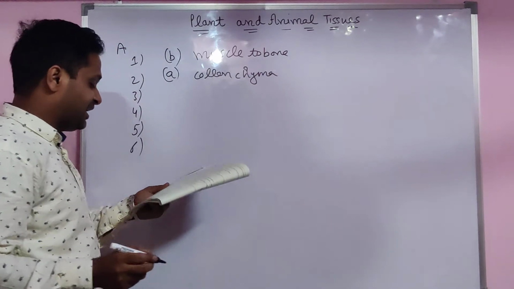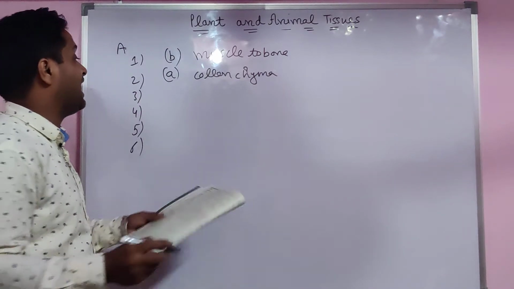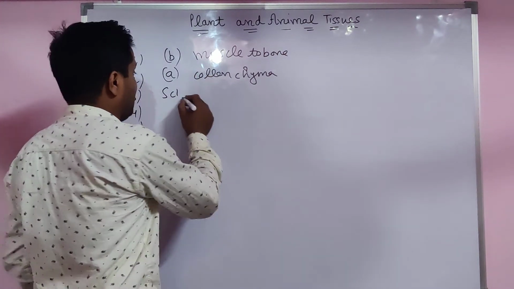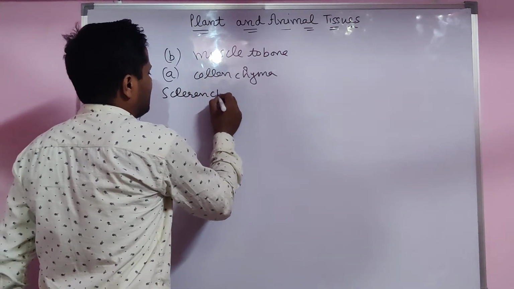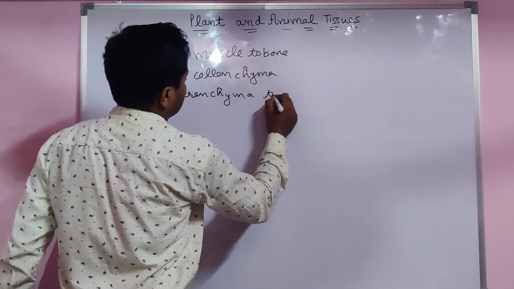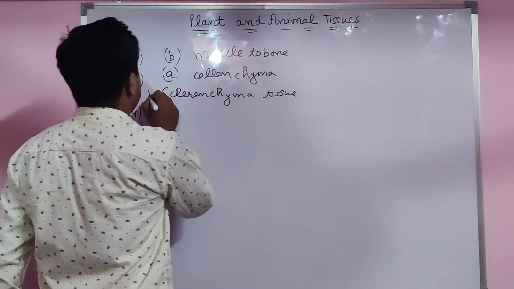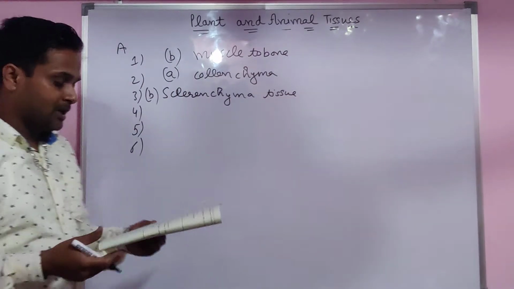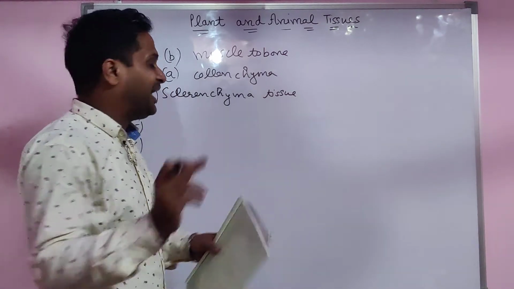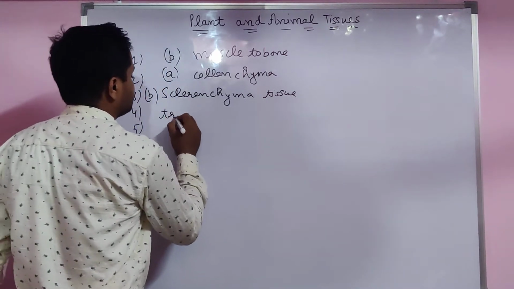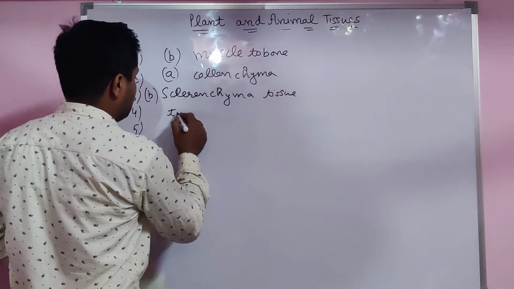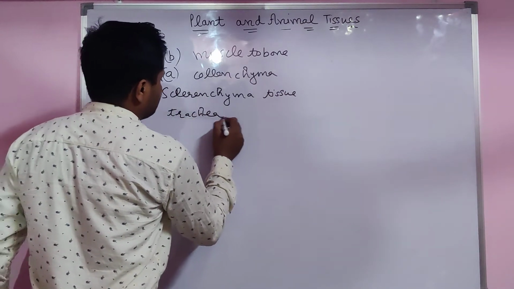Lignin lines the sclerenchyma tissue. Lignin joining the sclerenchyma tissue. B part only. The answer is B. Now come to the fourth one. Ciliated epithelium can be found in the trachea. Ciliated epithelium is found in the trachea.